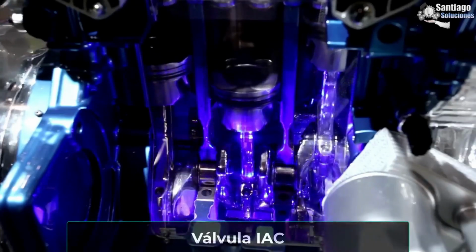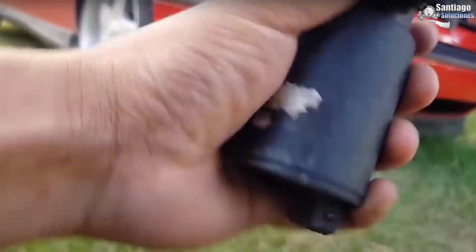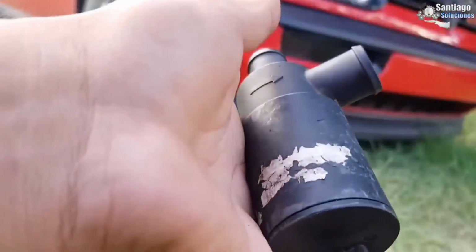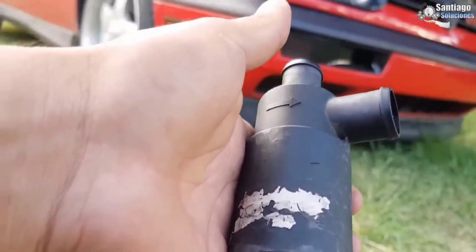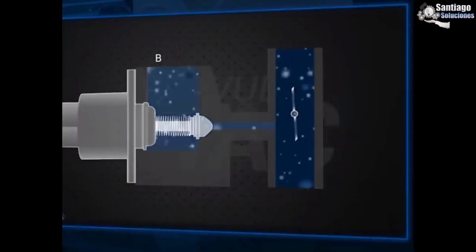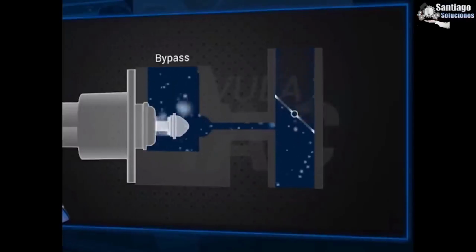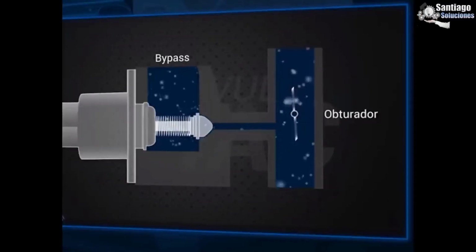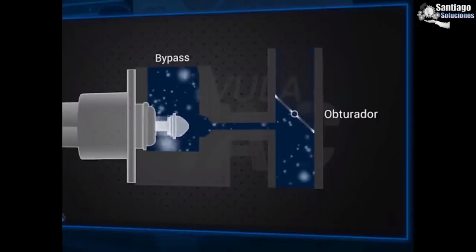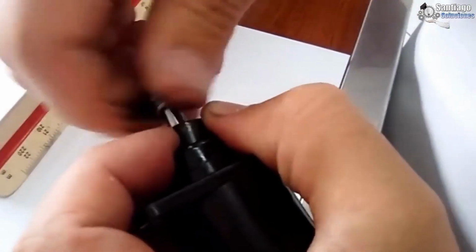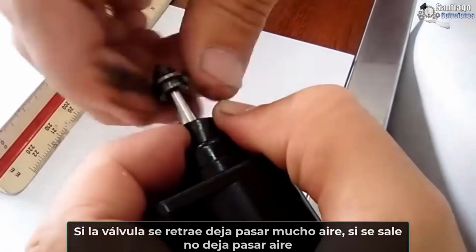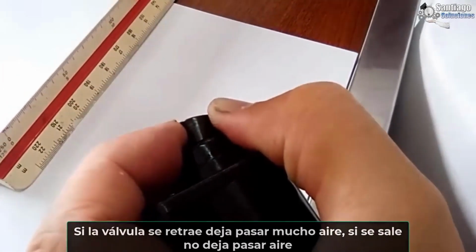The IAC valve is located in the acceleration system and has this shape that you are seeing on the screen. This valve has a spring that goes in and out depending on the acceleration of the engine, or as we press the accelerator pedal. When this valve is damaged, it does not regulate the air passage. It usually retracts or comes out too much. If it retracts, it will let too much air into the system, causing the problem of over-acceleration.